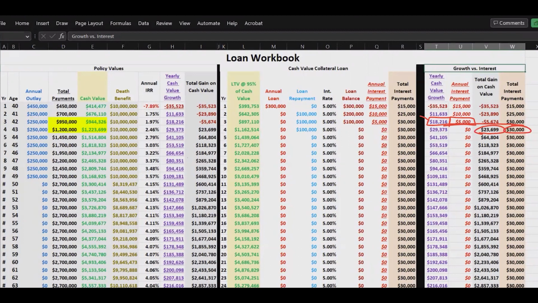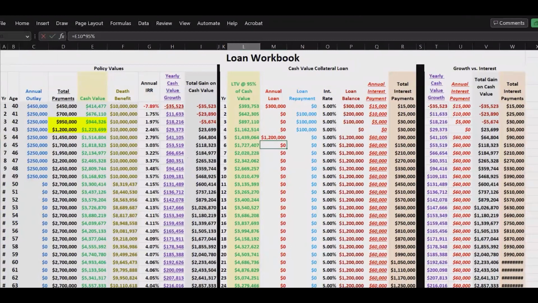I like to show both because individuals prefer to look at one versus the other or both. If I've got both, I can look at the one I prefer and delete the other, or just keep them both there. So I know exactly what the growth is compared to the loan interest paid. So let's assume we take a big loan here. Let's go $1.2 million because I can borrow up to $1.4 million. There we go.